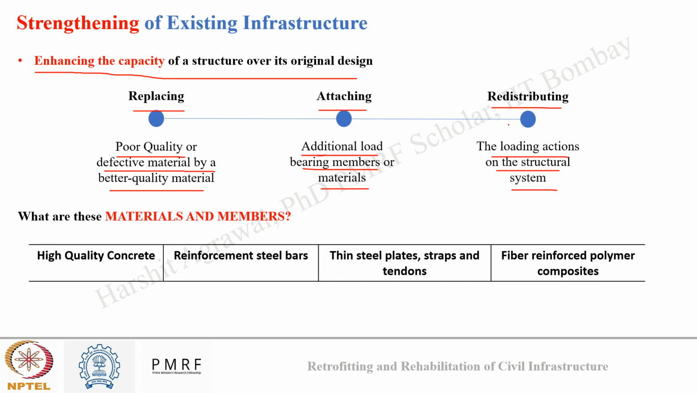Okay, but for attaching and distribution, we can go for different types of materials like reinforcement steel bar, thin plates, straps and tendons, and fiber reinforced polymer composite. So we will see the other three over time one by one.